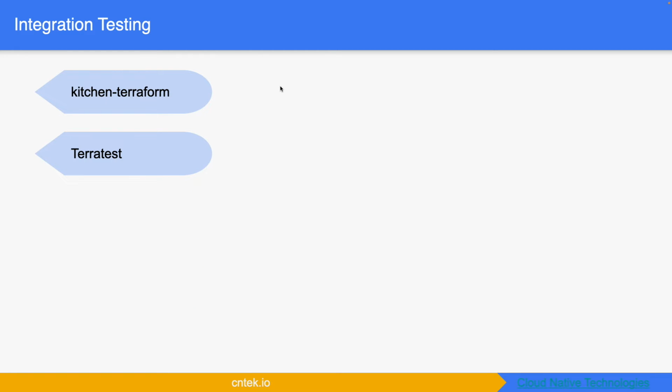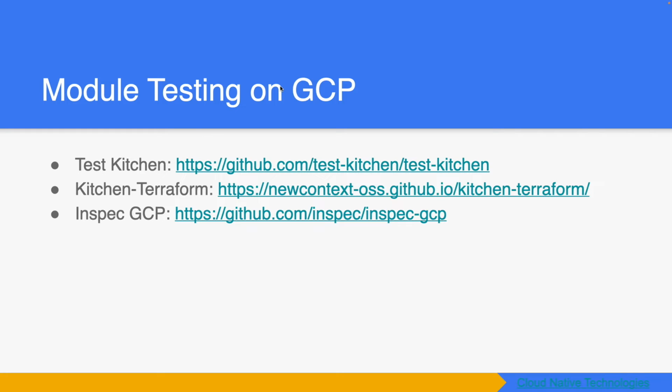In terms of integration testing, you can use Kitchen-Terraform and Terratest. There could be more tools available, but these are the popular ones. Kitchen-Terraform is based on Ruby and Terratest is based on Golang. And for end-to-end tests, again, you can try out Kitchen-Terraform. For this particular session, we are going to do module testing on GCP. So we are going to use tools like Test Kitchen, Kitchen-Terraform, and InSpec GCP, which in combination will help us test the resources created by modules on GCP.